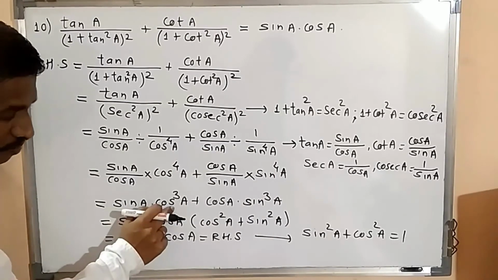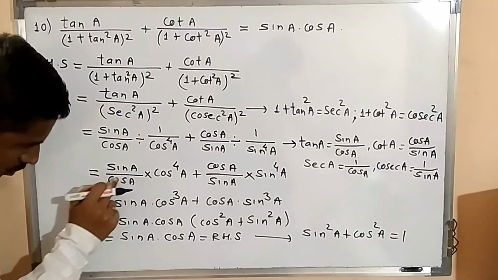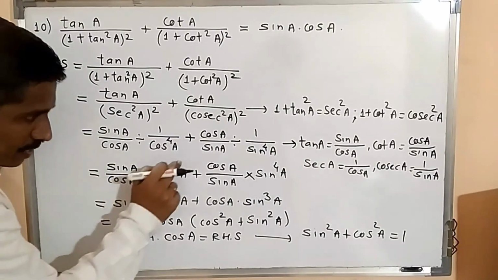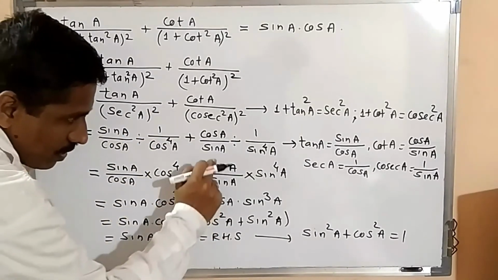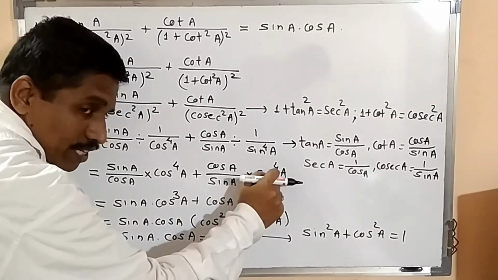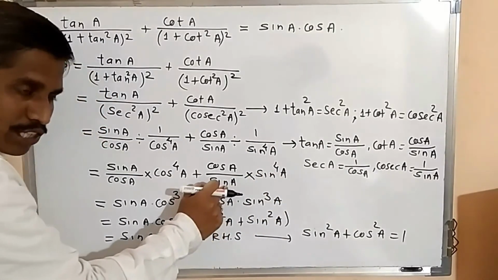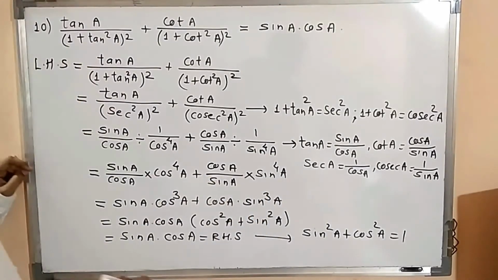Sin A into cos cube A. Why is this cos cube A? One cos from the denominator and one cos from the numerator will get cancelled. Similarly, this will become cos A into sin raised to 3A, because one sin from sin raised to 4A and the denominator sin will get cancelled.